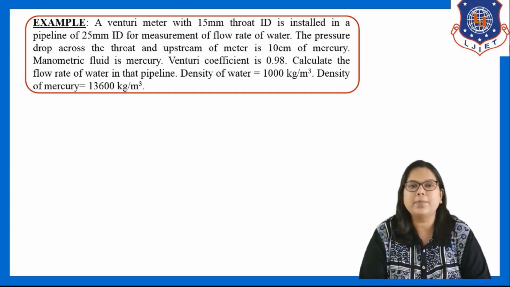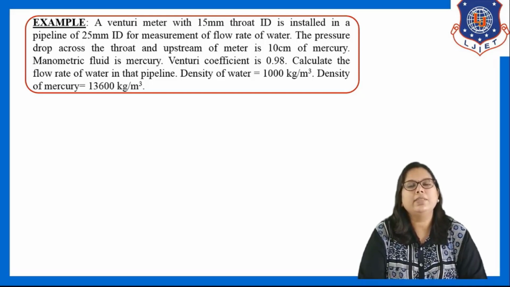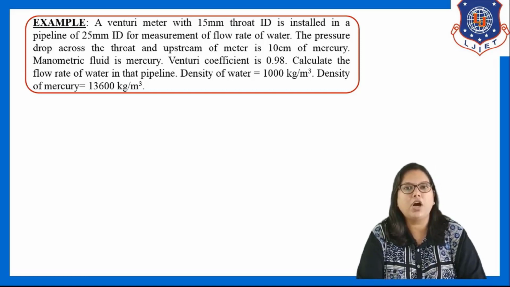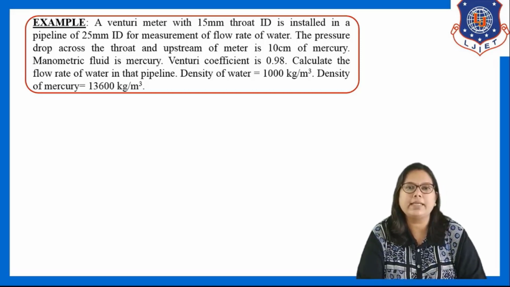Let us see the statement of the example. A venturimeter with 15 mm throat ID is installed in a pipeline of 25 mm ID for measurement of flow rate of water. In this first sentence, we have the throat inside diameter and pipeline inside diameter, and this venturimeter is used for the measurement of flow rate of water. The pressure drop across the throat and upstream of meter is 10 cm of mercury.